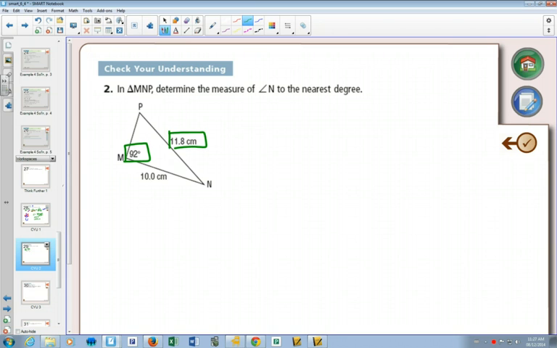Now, we want to find angle n, but as soon as I write out angle n, so that would mean I'd put sine of n on the top, I run into a problem at the beginning, because do I know the opposite side that goes with n? No. I don't know little n. So there would be two things that if I started with sine of n, I wouldn't be able to figure out, because with angle n, I don't have an opposite side.